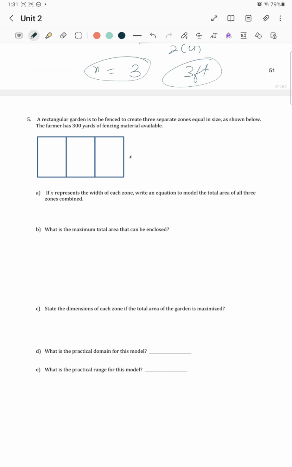A rectangular garden is to be fenced to create three separate zones equal in size, as shown in the picture. The farmer has 300 yards of the fencing material available. If x represents the width of each zone, write an equation to model the total area of the three zones.